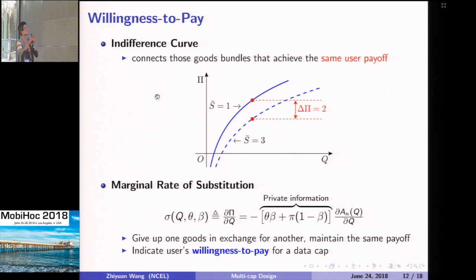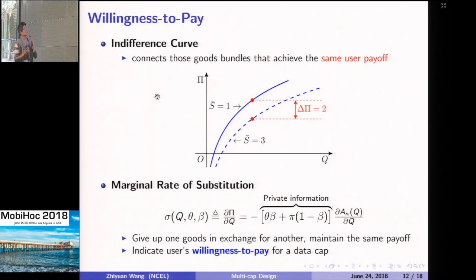Moreover, the slope of the indifference curve is referred to as the marginal rate of substitution, denoted by sigma in this work. It is the rate at which the user is willing to give up one good in exchange for another while maintaining the same user payoff. It can indicate the user's willingness to pay for the particular data cap.